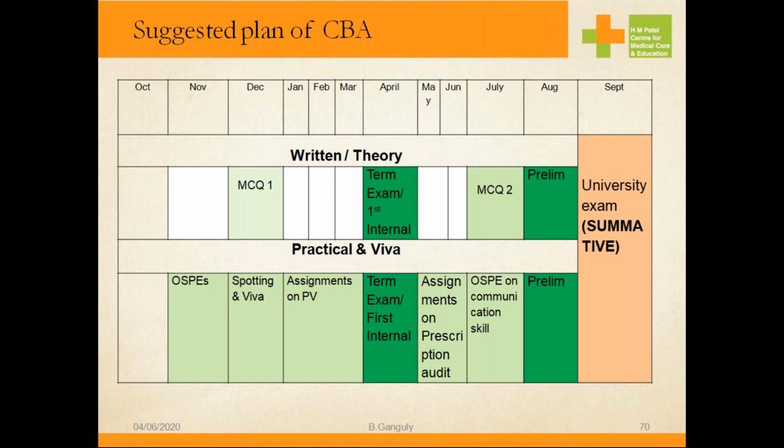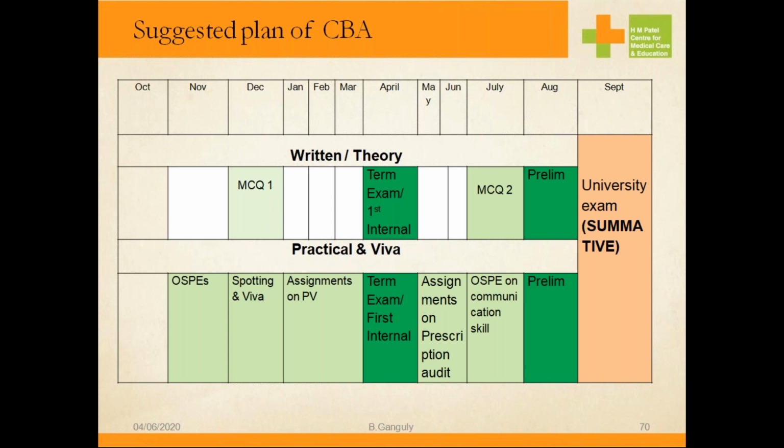Then we will try to give assignments on collection of ADR, because in general pharmacology we will be teaching them pharmacovigilance and adverse drug reactions. So they can collect ADRs from January onwards. Then April, the terminal examination, or term end examination, or first internal, whatever you say. And in May, June, we will give assignments on prescription audit. By that time, they will know many drugs, diseases and treatments, so they can collect prescriptions accordingly.